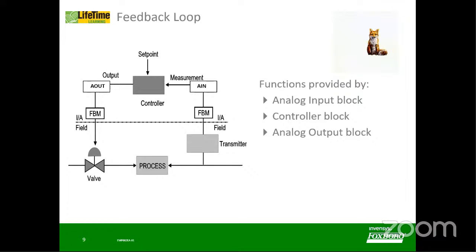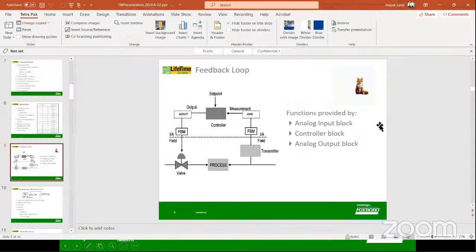In the same way, the analog output block will again do the necessary signal conditioning as per the requirement of the field, and that output will come out of the control processor and go to the Fieldbus module again. From the Fieldbus module, the signal is given to the field device, that is ultimately a valve. So here, the functions provided by Foxboro are the analog input block, controller block, and analog output block.